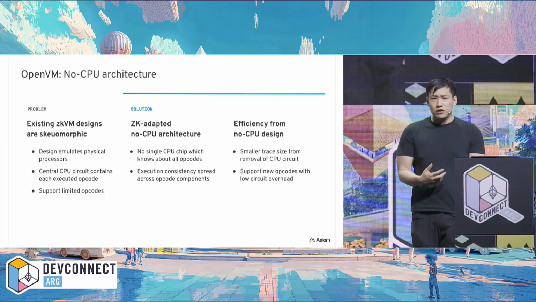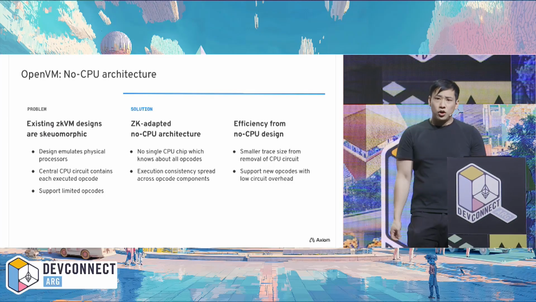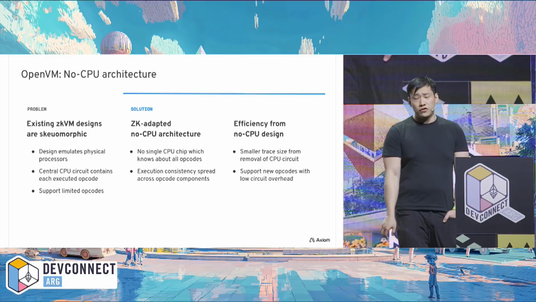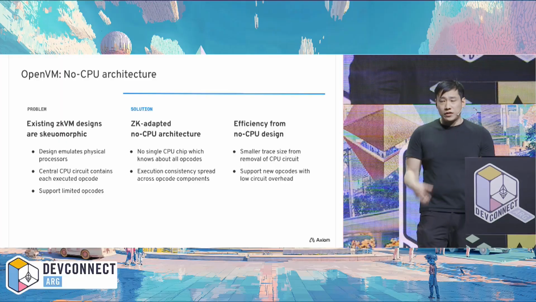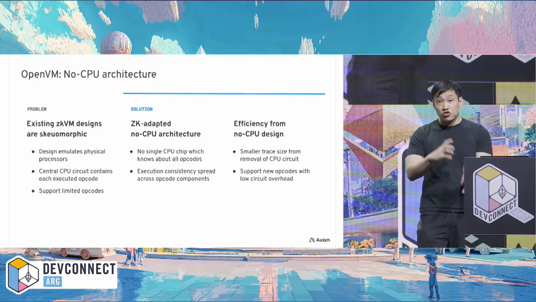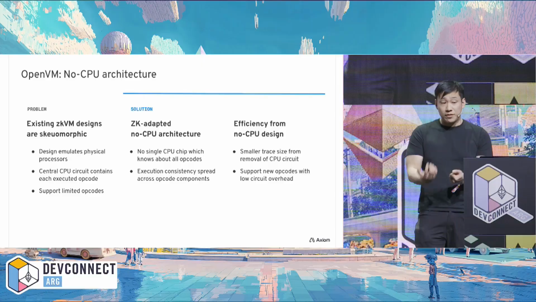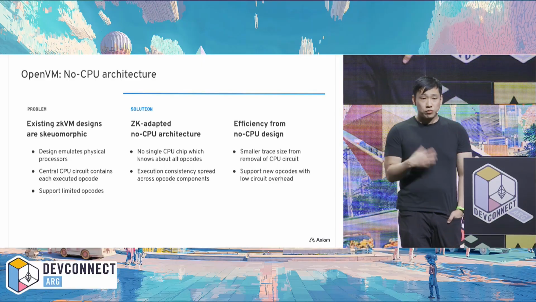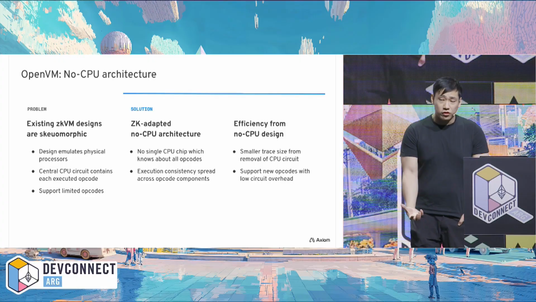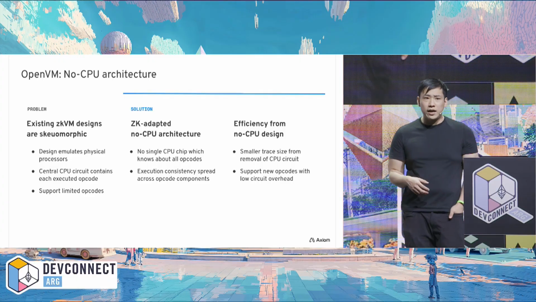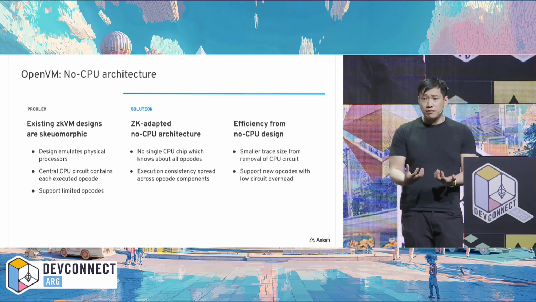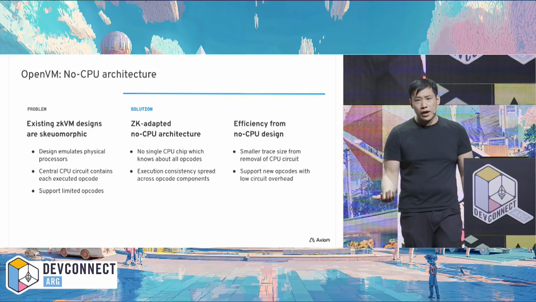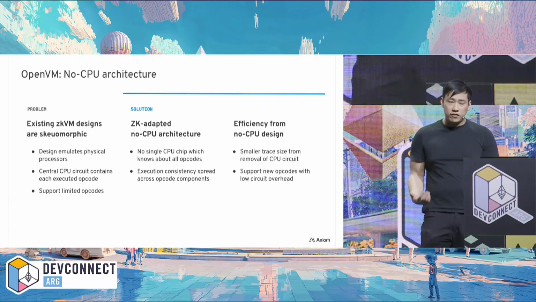So with OpenVM, we've introduced what we call a no CPU architecture, where we do just that. We remove the CPU. And in ZK, we're actually able to constrain execution consistency without doing it in a single chip. We're distributing it through a consistency check with randomness. This has 2 benefits. The first is that we're able to reduce the trace size by removing this large CPU circuit. And the second is that we're able to plug in new opcodes into the system without imposing changes to other circuits. This makes modularizing the ISA much more straightforward from a development perspective.